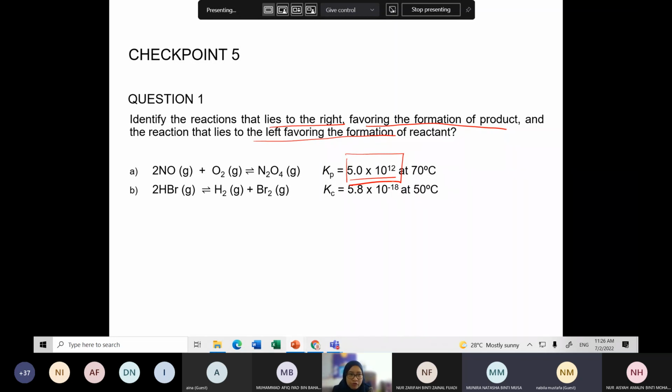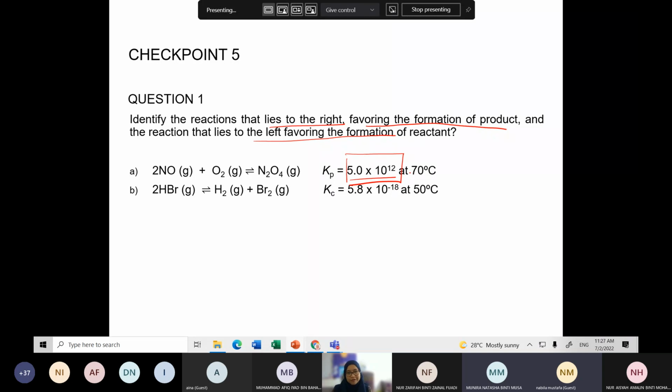How about others? Baru 2 orang aja yang cakap. Right. Right. Right. Okay. Kanan. Right. Okay, very good, to the right. And then dia favor product ke dia favor reactant for A ni? Question number 2. Product. Product. Okay. Product. Thank you for the response.